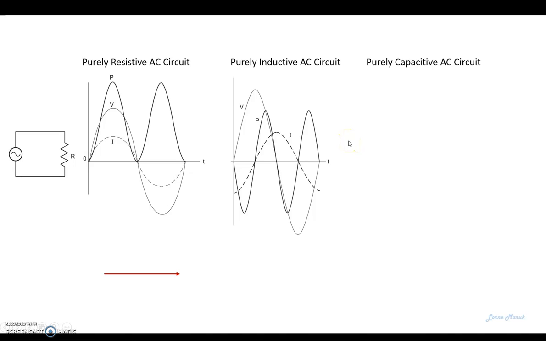And here we have a purely inductive circuit. This is a theoretical inductor. Most inductors do have some resistance, but we'll look at those later. But a theoretical inductor, we can see here that as our AC voltage peaks, our current doesn't start to rise until 90 degrees after. So it lags our voltage peak by 90 degrees. And so does the P.